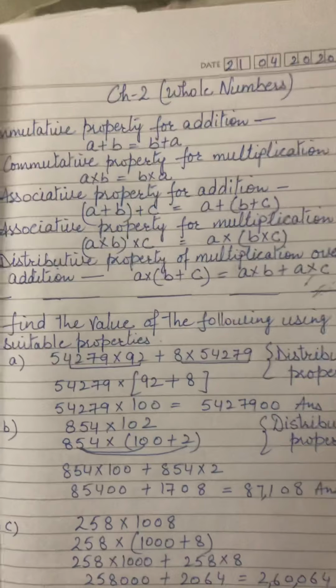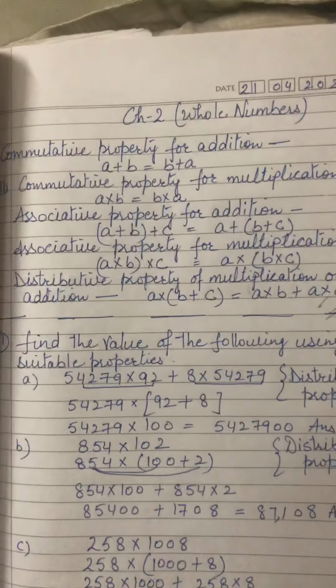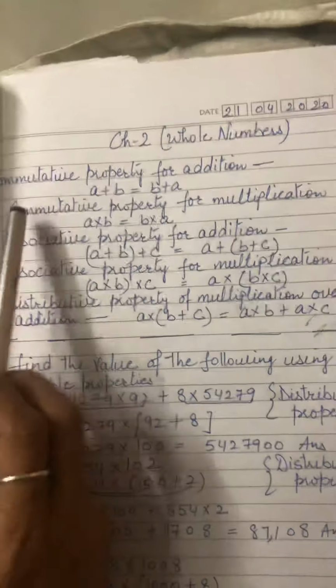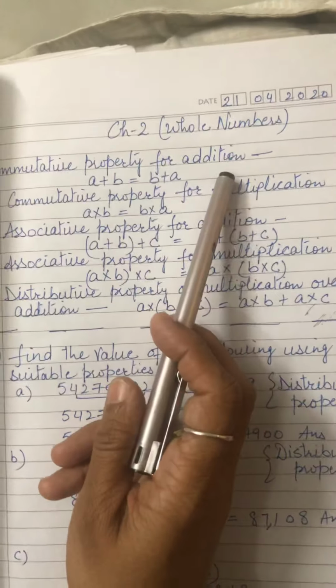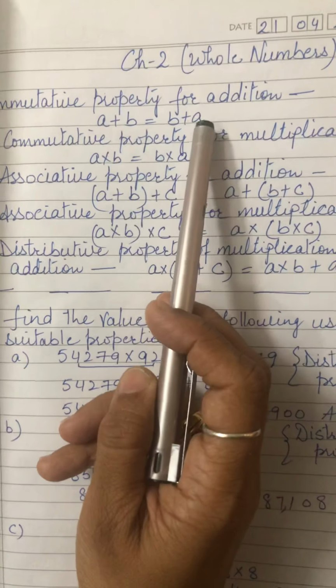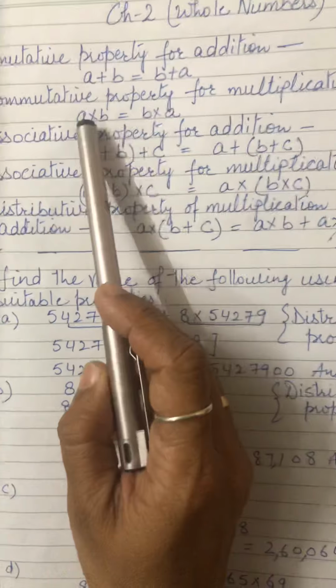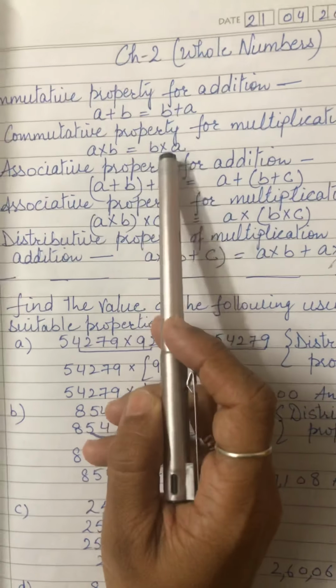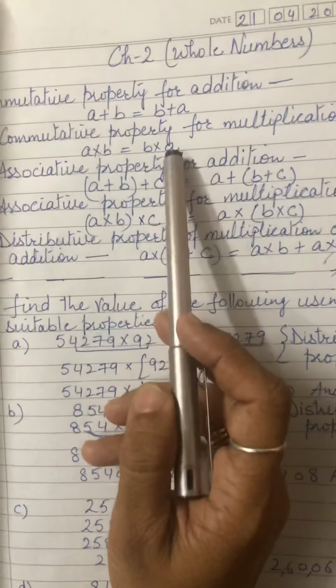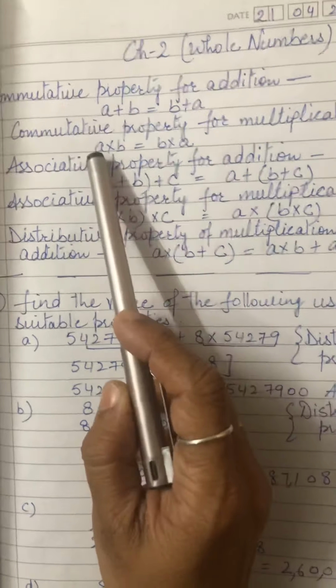Good morning, dear students. Let's recall all the properties of whole numbers which I explained to you in the previous video. So first is commutative property for addition, that is a plus b is equal to b plus a. We change the order, it doesn't make any difference to the result. Then commutative property for multiplication, a multiplied by b or b multiplied by a, result will be the same. So a multiplied by b is equal to b multiplied by a.